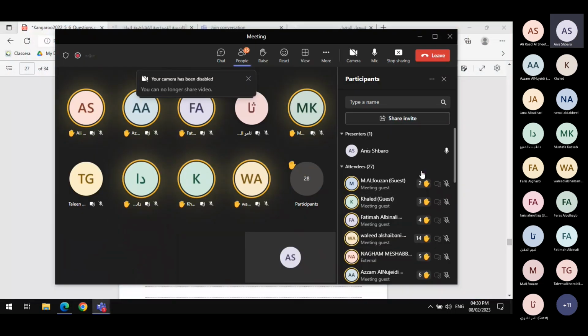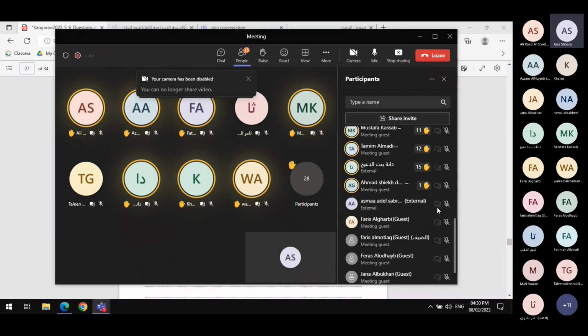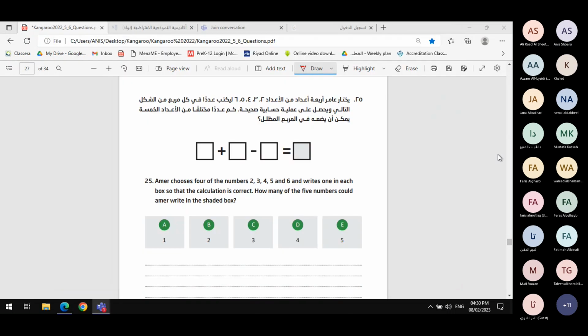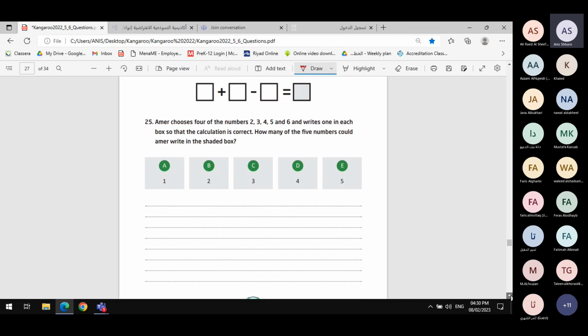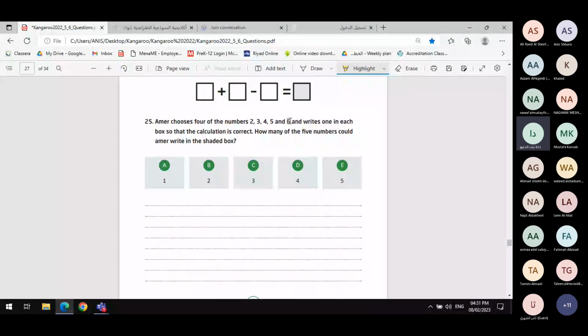This one, I guess not only one student will answer it. Dana, yes, Mister, I want you please to read for us and to solve. Okay. Amr chooses four of the numbers 2, 3, 4, and 5 and writes one in each box so that the calculation is right. How many of the five numbers could Amr write in the shaded box?